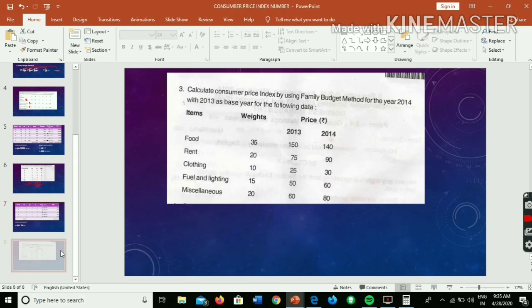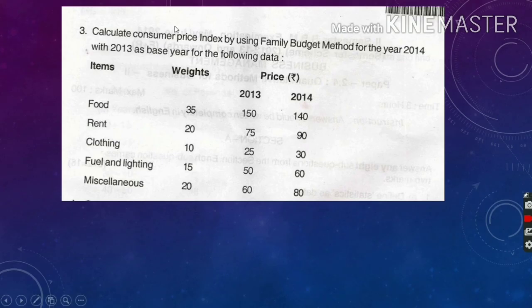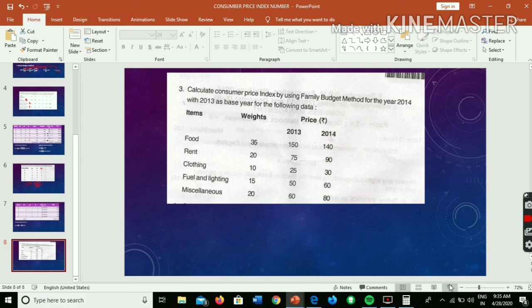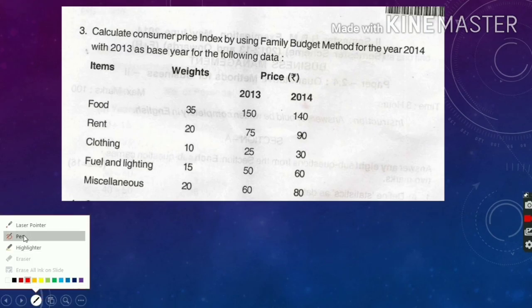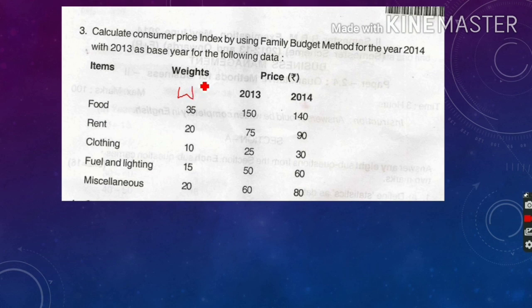So now you solve this problem, calculate consumer price index using family budget method. So here weights are given. So this is W, this is P0 and this is P1. So please try yourself and thank you.